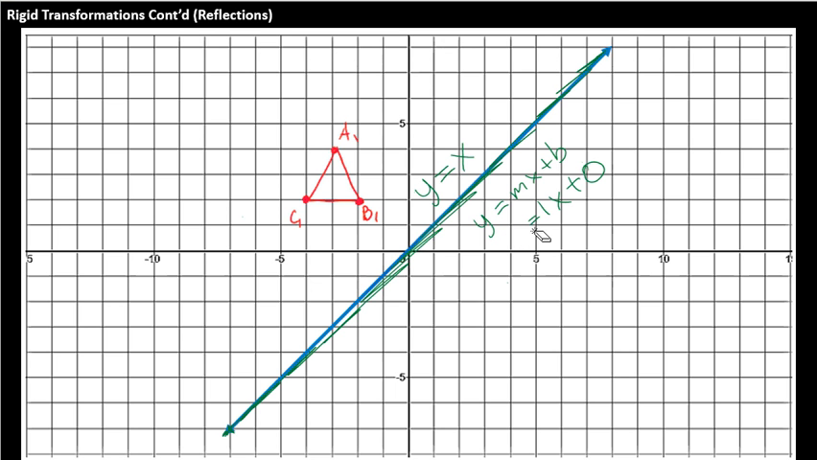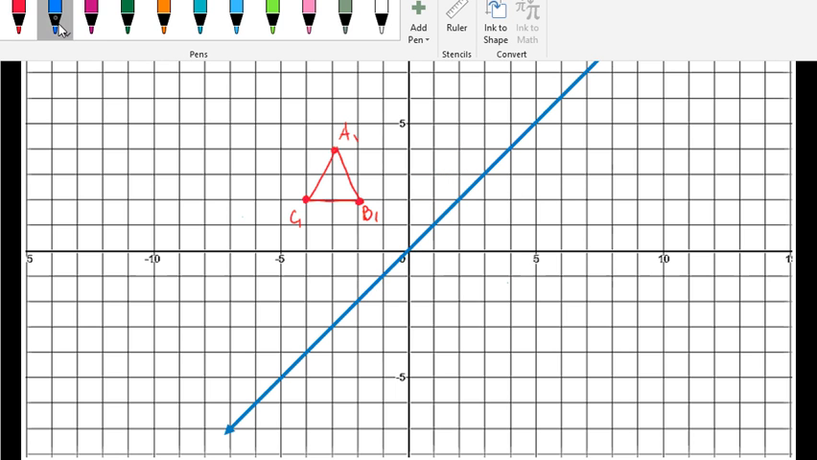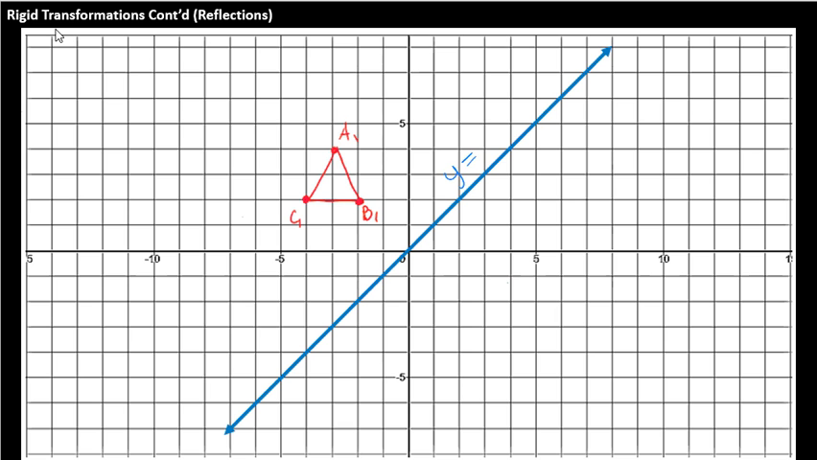So that's what this blue line represents. This is y equals x. This is our new line of reflection. We're not reflecting across an axis, we're reflecting across an equation. Anyway, if we try to eyeball it, we can count diagonally our distance from our line of reflection.